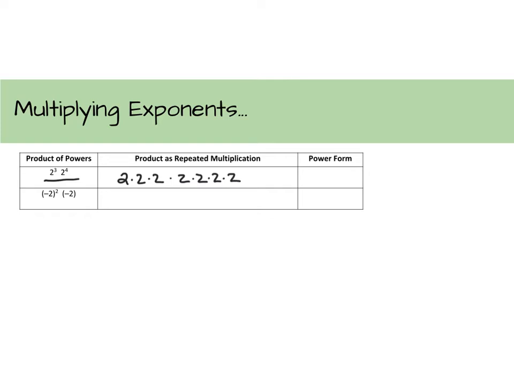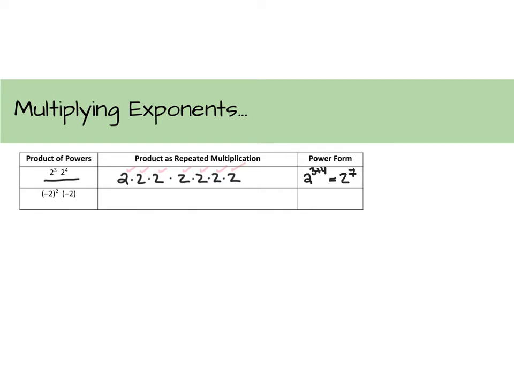Next thing we're going to do is count those all up. We've got 1, 2, 3, 4, 5, 6, 7. So we know it's been multiplied by itself 7 times. So 2, which is 3 plus 4, equals 2 exponent 7. That's interesting. Let's have a look at another example.